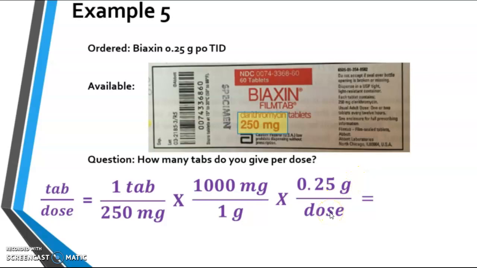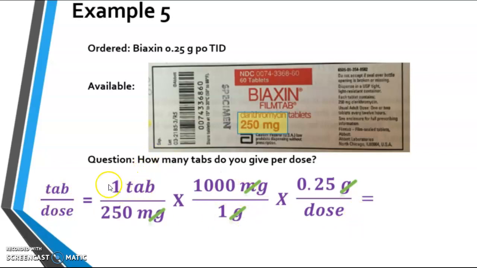Okay, so we think we have the right setup. Now let's check our units to make sure. We said milligrams are going to cancel. We've got one on bottom, one on top. The grams are going to cancel. We've got one on bottom, one on top. So all that we're left with is a tablet on top and a dose on bottom. And that is how we wanted it to be, right? We want tablet per dose. So we know we've got the right setup.